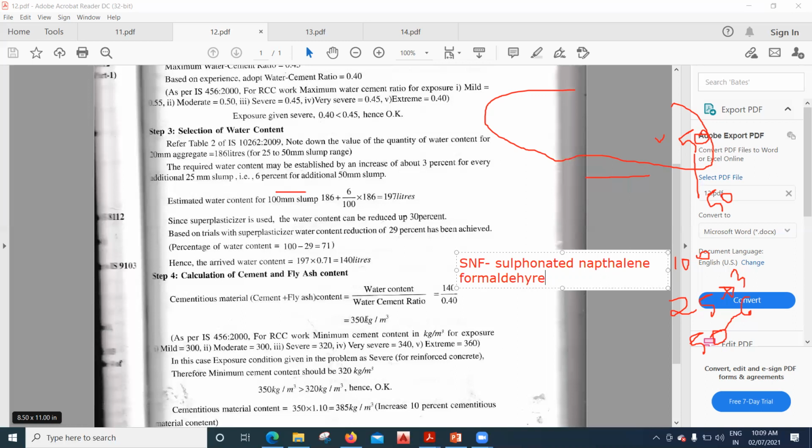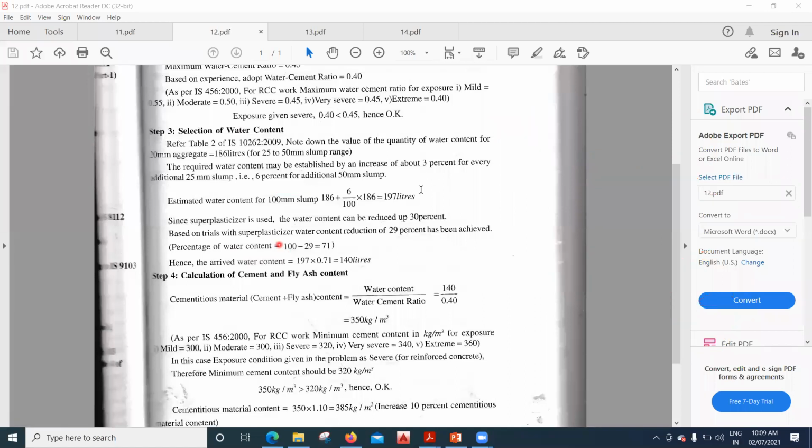If there is a 29% decrease in the water, the percentage of water content will be 100% at full, here we are taking full, right? So 100 minus how much reduction are you going to do? 29%. 100 minus 29 comes out to be 71. Hence, you have to take 71% of this water. So the arrived water content will be 197 into 0.71. That comes out to be 140 liters. The remaining water that you want, you are going to get from the super plasticizer, because that super plasticizer is going to give me 29% of that, right?